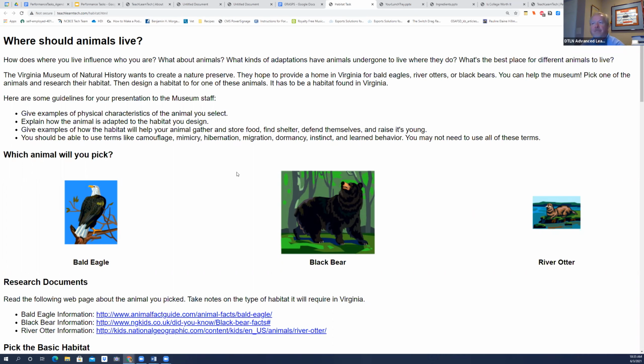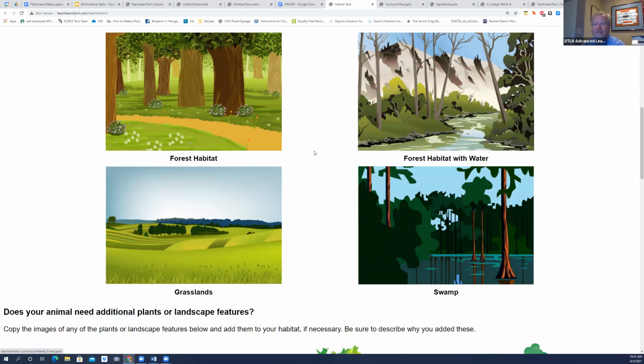And what we asked them to do was design a habitat for one of these animals so that we could have them at the Virginia Museum of Natural History. These pictures are actually PowerPoint files, and each has one slide with this picture on it.